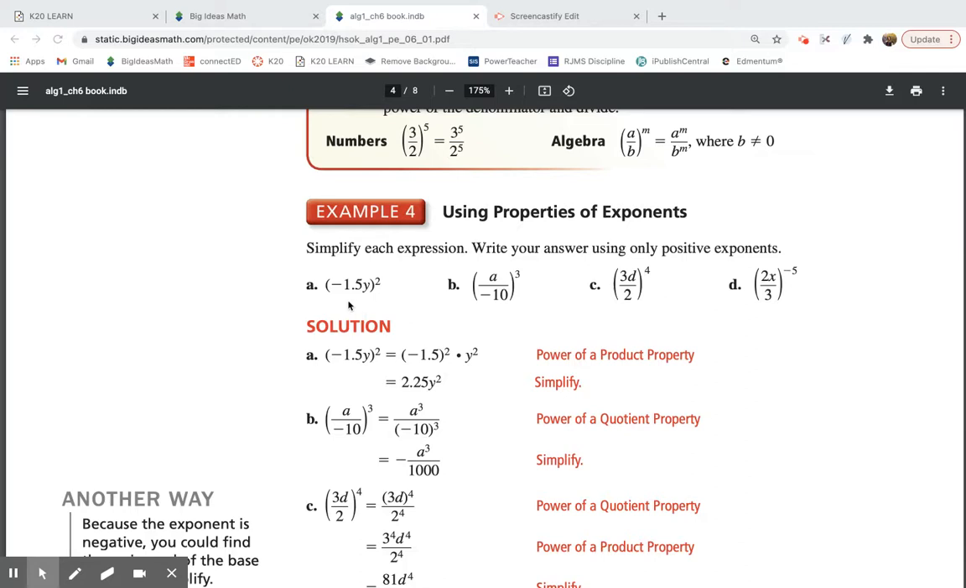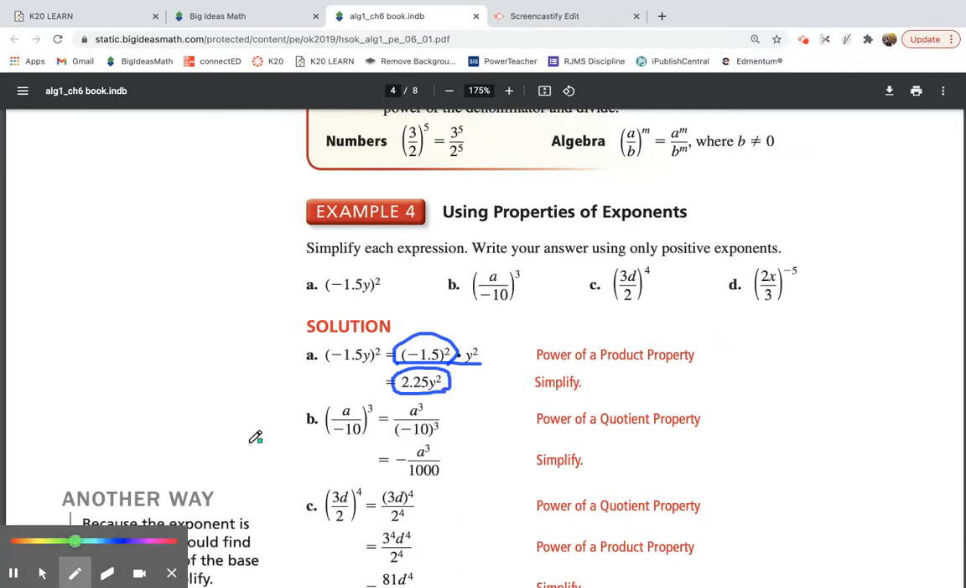So A says negative 1.5y all raised to the second power. So that means negative 1.5 times y, so I could split those apart. I could say, well, that's the same thing as saying negative 1.5 to the second power times y to the second power, which is what they show here. They've split it apart. Then I can't solve y to the second power, but I can solve this. Negative 1.5 to the second power is positive 2.25. And then I know it's times y squared, so I put times y squared. That is as far as we can go. 2.25 y squared would be your answer.